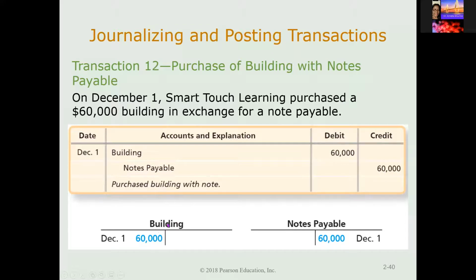Here on the T account, you have the building account and then you have the notes payable account. $60,000 is a debit to building, which is an asset account, so it increases. Notes payable is a liability account. A credit of $60,000 shows an increase.